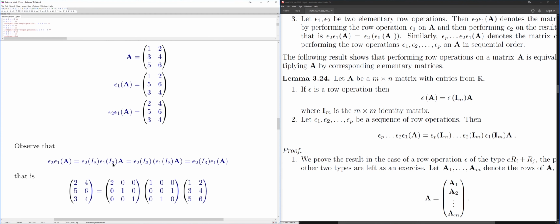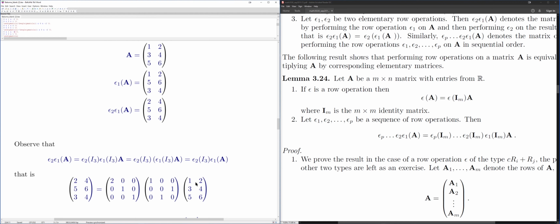right? Okay, so to apply epsilon 1 and epsilon 2 to A in that order, I take A, multiply it by an elementary matrix containing the information for epsilon 1, which is this one over here, and then multiply it by the elementary matrix containing the information about epsilon 2, which is this one over here, right? So this matrix over here contains the information for switching the bottom two rows, and this one over here contains the information for multiplying the first row by 2, right?